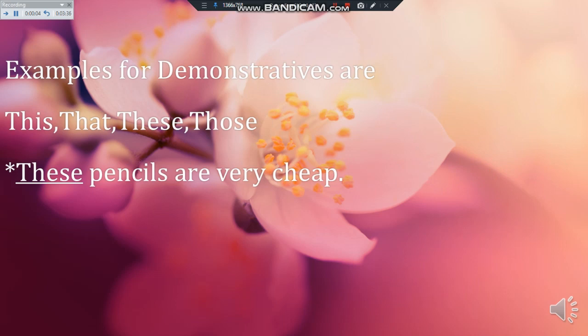Examples for demonstratives are this, that, these, those. So one sentence is used as example. These pencils are very cheap. Here these is what? Demonstrative determiner, which determines the noun pencils.